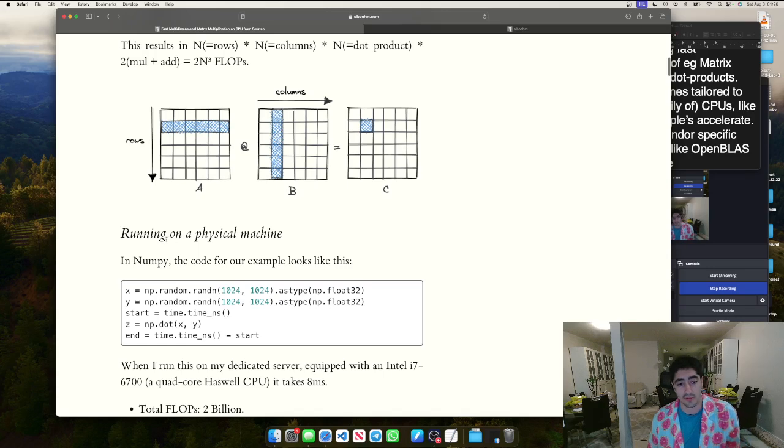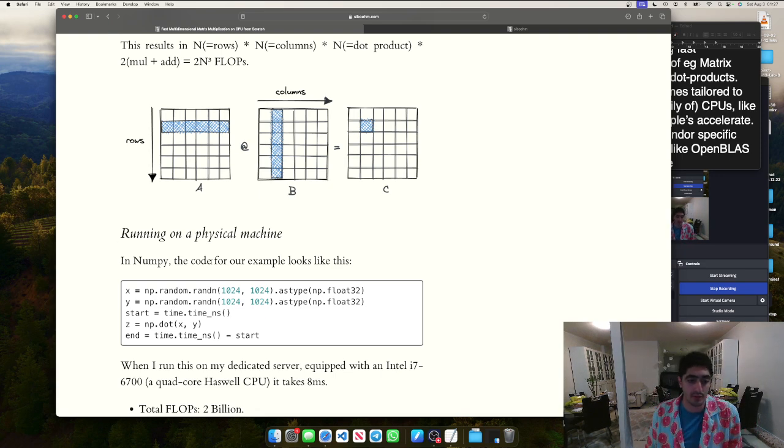Running on a physical machine in NumPy, the code for example looks like this. So you can see that. Excuse me, my monitor has too much light. My eyes are watering. What have I done? Okay, let's go down. Much better.